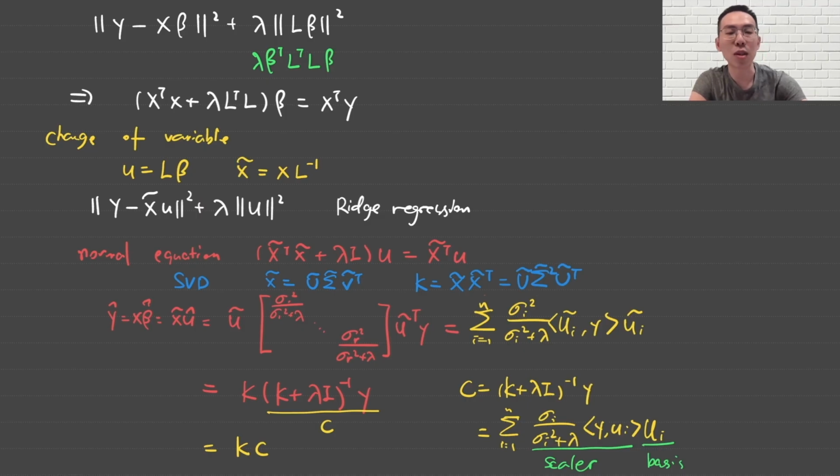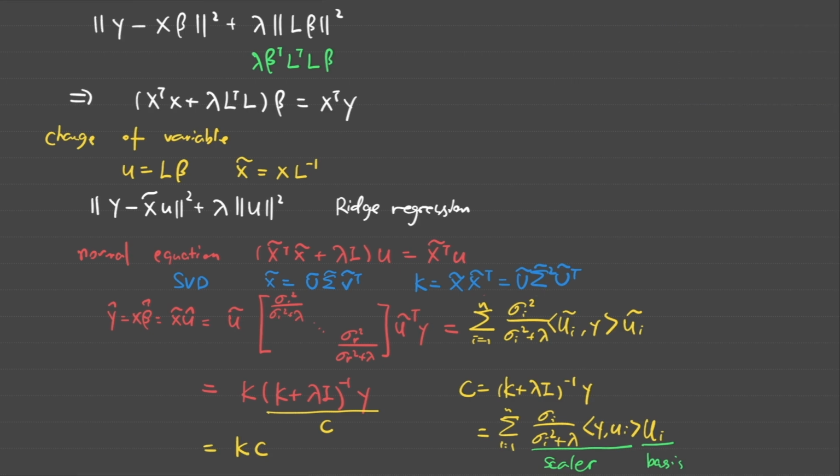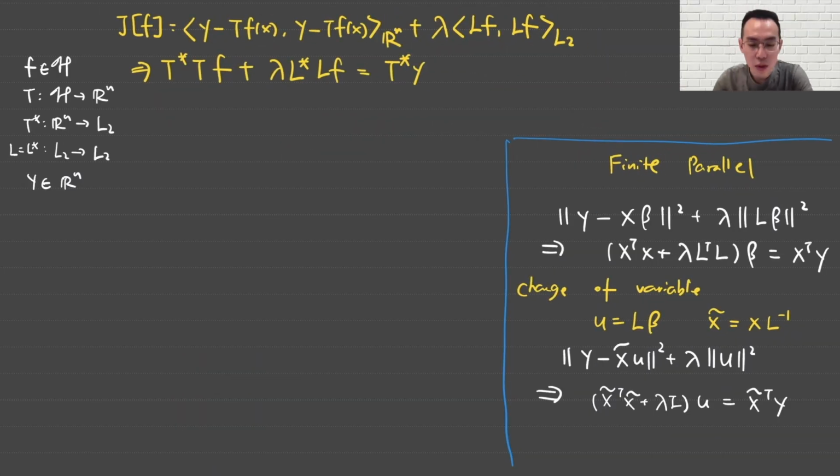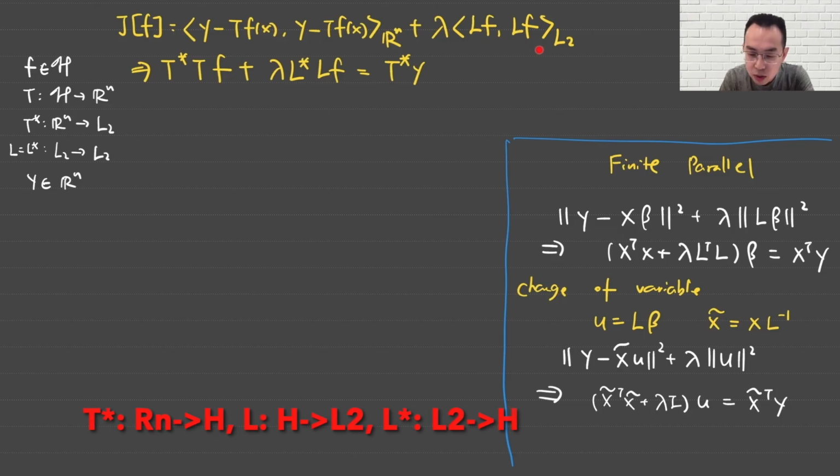We can go back to the normal equation for the operators and see how we can prove the kernel trick using the SVD formula for operators. Okay, now let's go back to the L2 space to look at our problem. We started with this functional J(f), and our penalty term has this operator L in it. So that's why in our normal equation, we have this L star L operator on f.